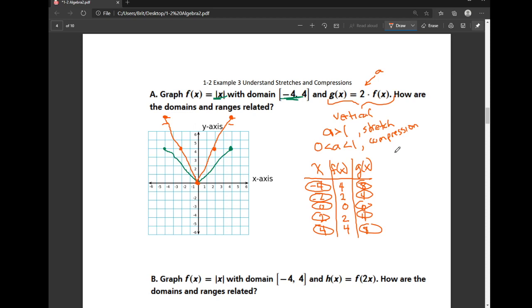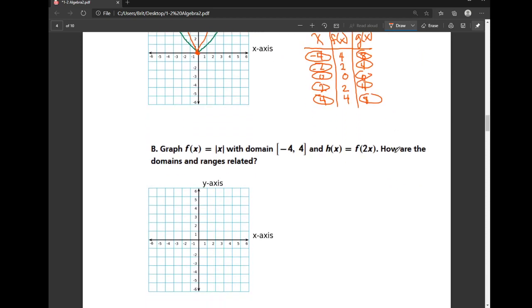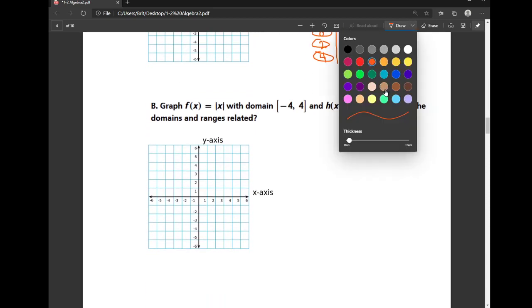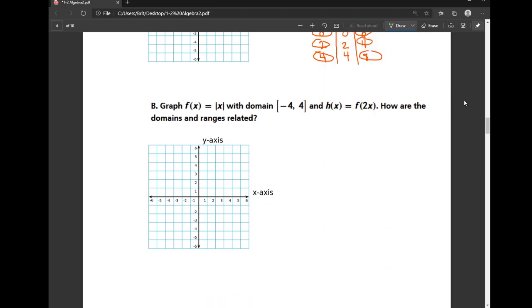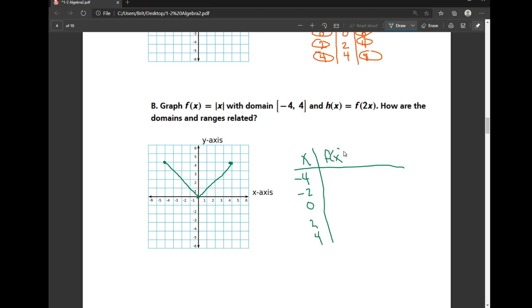Alrighty, so now let's take a look at part B. So part B is similar to part A in that we're still dealing with the absolute value function. We're still dealing with this v. It's getting a little uglier the more hours that I work. So here's our v. Okay. I can still make the same table of values, -4, -2, 0, 2, 4. My f of x values, my y values, still the same.